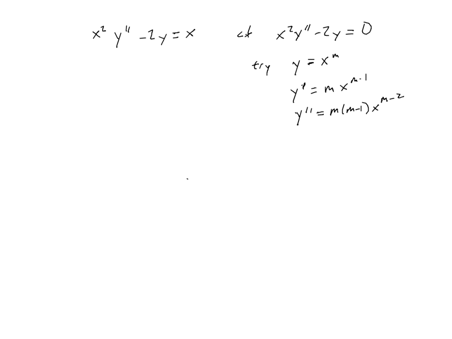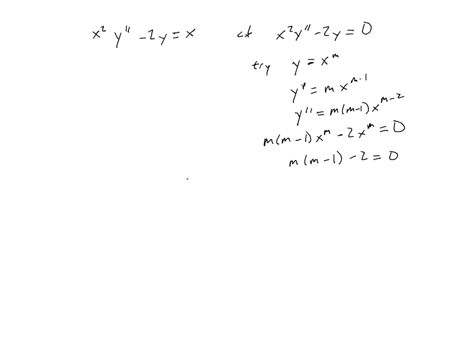So when I take this and I plug it back into the complementary function, I have essentially m times m minus 1 times x to the m minus 2 x to the m equals 0. Now the x to the m's are the same, so I can ignore those, and I just have m times m minus 1 minus 2 equals 0.